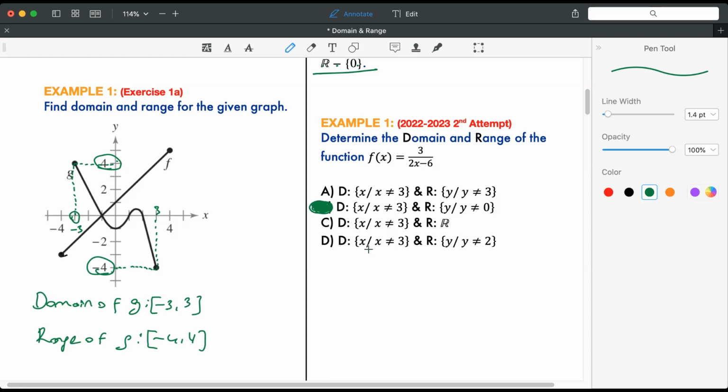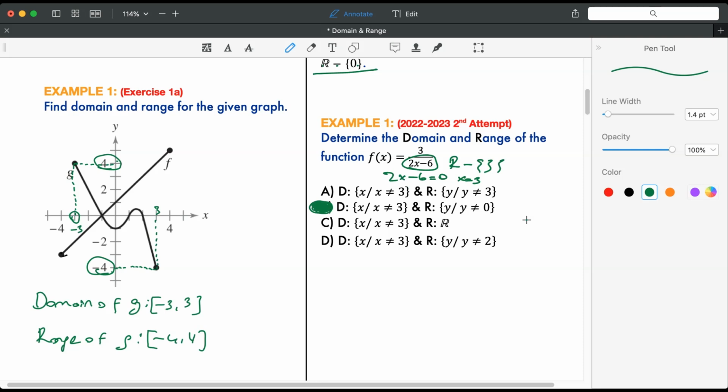Why is it not 0? If you have two same answers with the same domain, then you would look at the domain. You know what domain is? All real numbers except what makes the denominator 0. So what makes the denominator 0 here? If 2x minus 6 is 0, x is 3. So R minus 3 would be your domain. If they were not all the same, you would solve it like that.